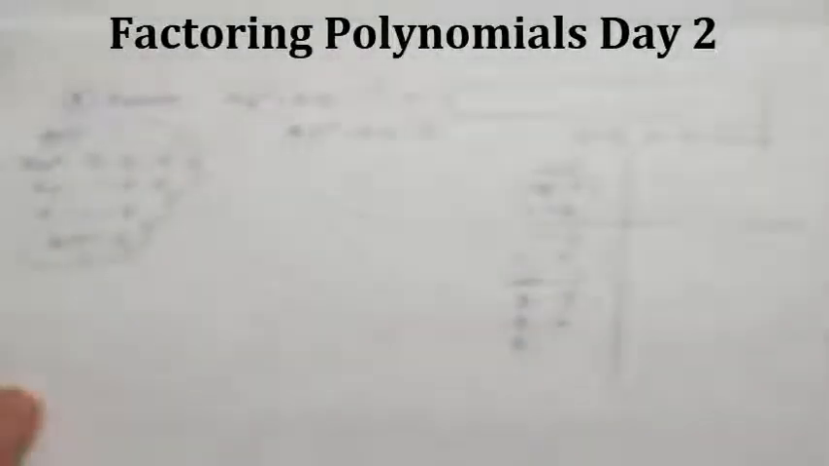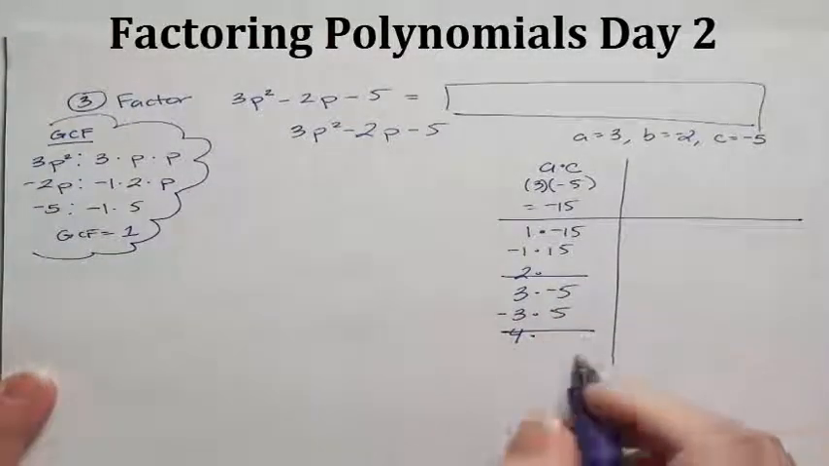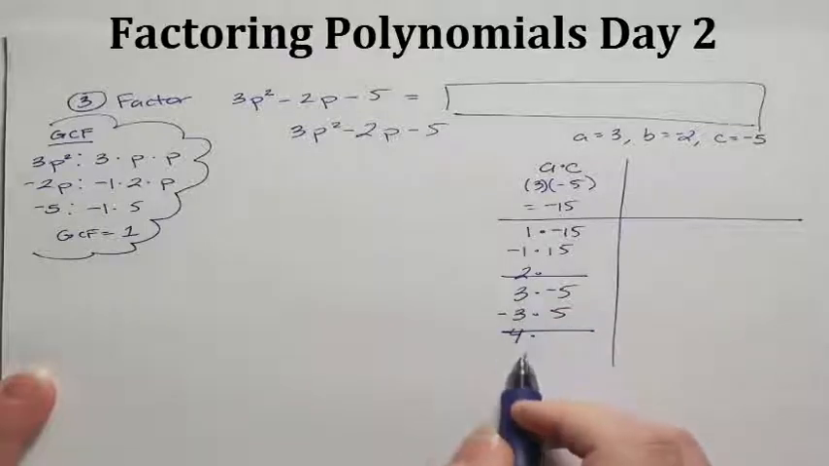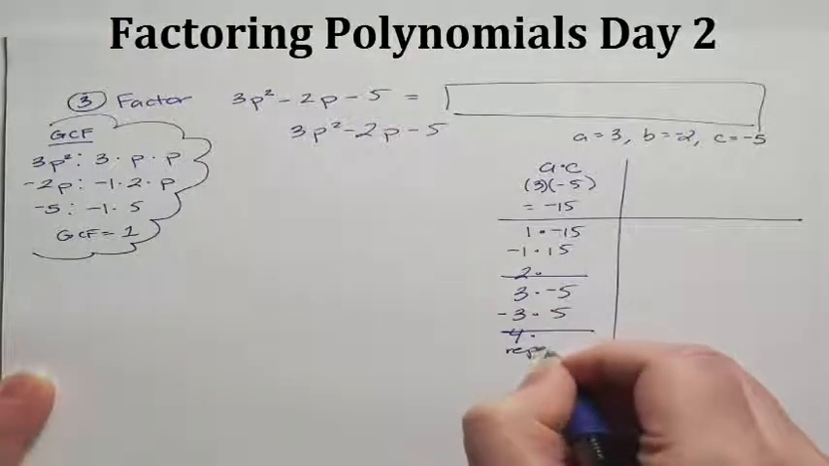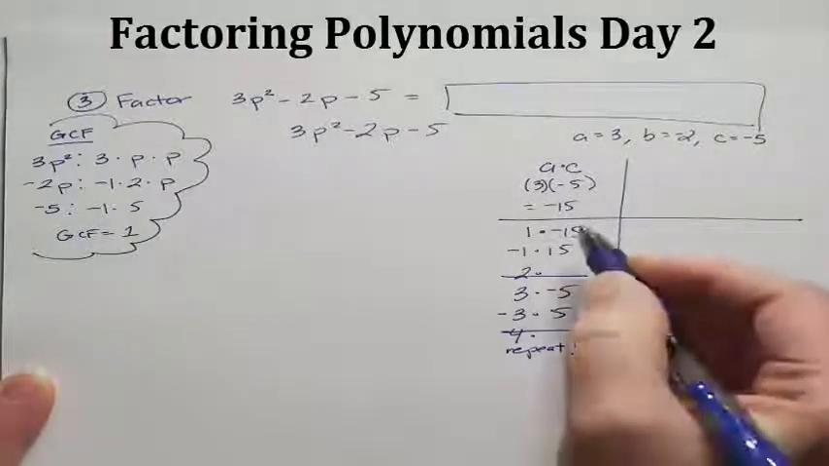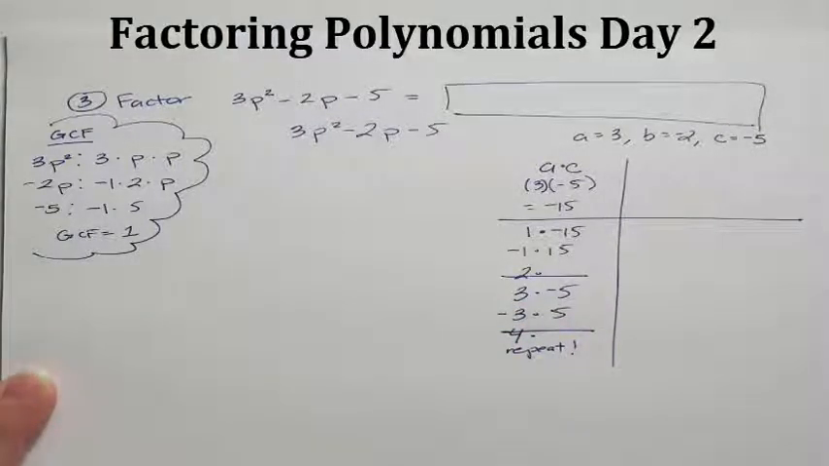So back to our problem. You said 4 didn't work. All right. 1's, 2's, 3's, 4's. Next would be 5's, but those are already right there. So we are now repeating. So our list is done. These are the only ways to multiply together to get a negative 15.